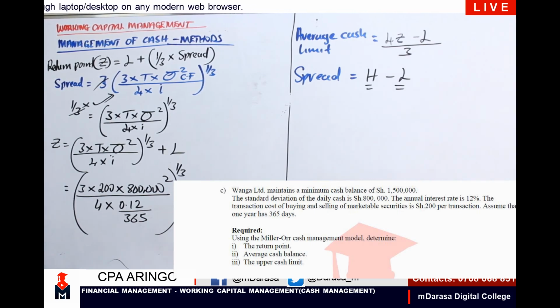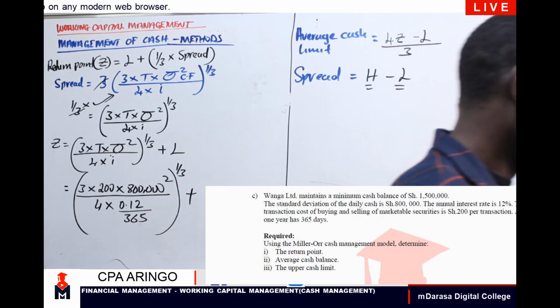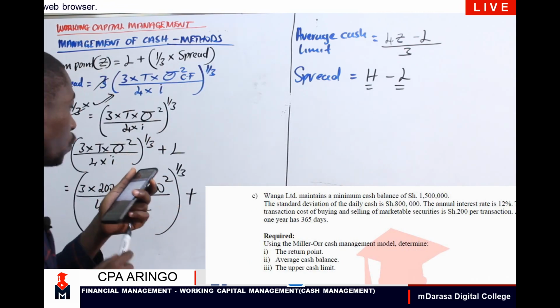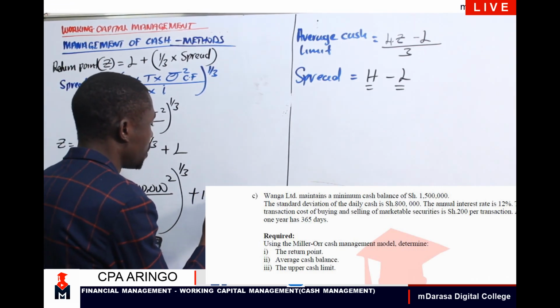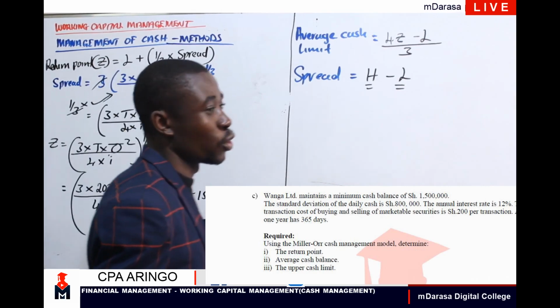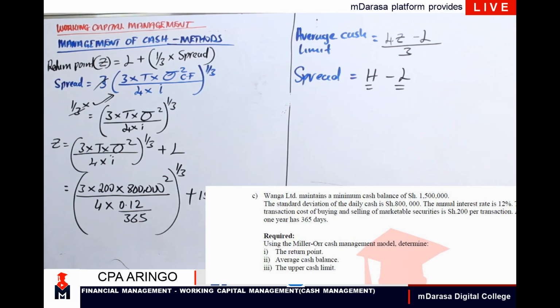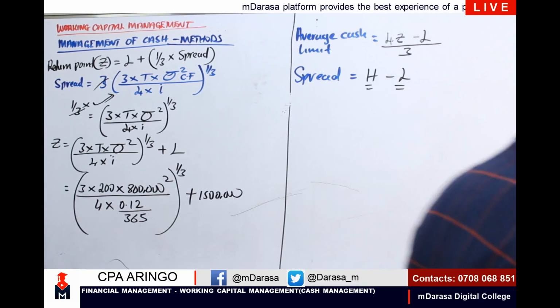And in this case, my good students, when we're given our lower cash limit, look at it clearly. We are told that Wanga Limited maintains a minimum cash balance of 1.5. So can you agree that 1.5 is our lower cash limit? Of course you can agree because it is given there directly. So at this point I can remove this question and see what we'll be having.